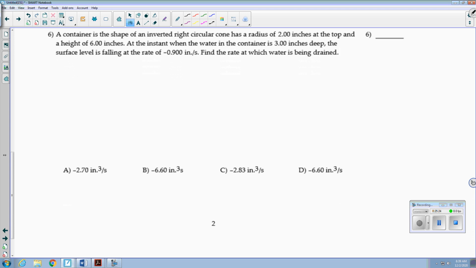A container is the shape of an inverted right circular cone with a radius of 2 inches at the top and a height of 6 inches. At the instant when the water in the container is 3 inches deep, the surface level is falling at a rate of negative 0.9 inches per second. Find the rate at which the water is being drained.